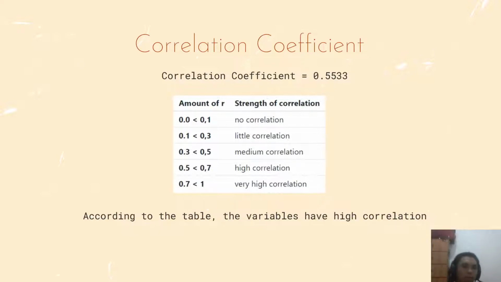And here I already got the value of my correlation coefficient, from the high value and the volume value from the filtered data. So according to the table as before, there's a high correlation between both of the variables, the high variable and the volume variable.